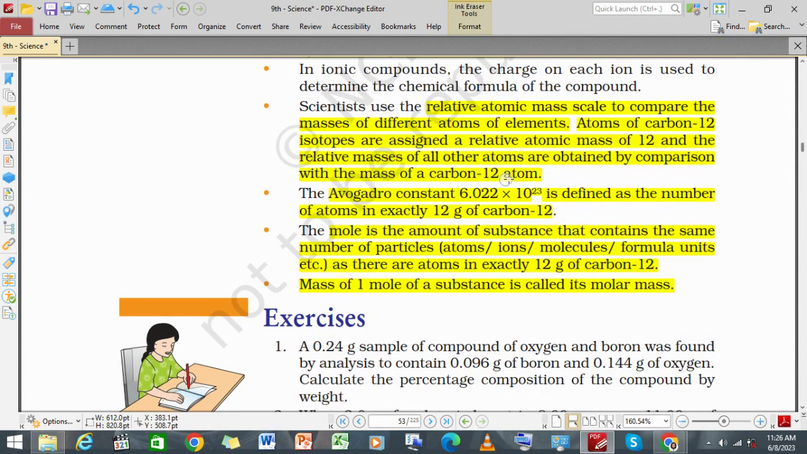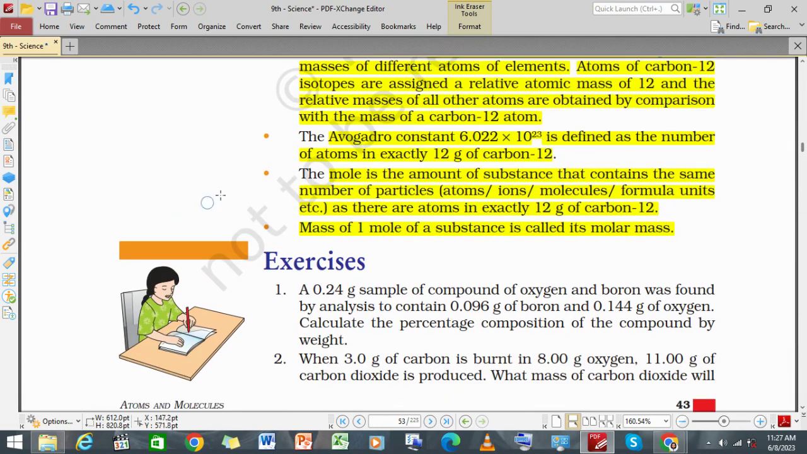Now the Avogadro constant, 6.022 into 10 to the power 23, is defined as the number of atoms in exactly 12 grams of carbon-12. That means how the Avogadro constant was found: in 12 grams of carbon, we had 6.022 into 10 to the power 23 atoms. And we count the grams of other elements with the help of carbon only. Hence, every 1 mole of everything is equal to 6.022 into 10 to the power 23.